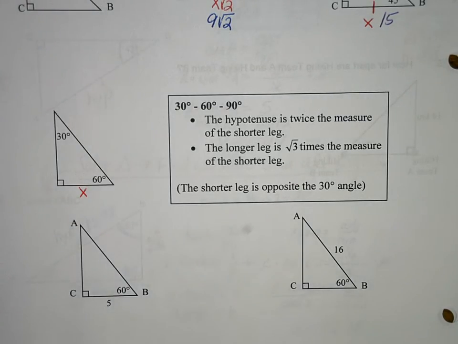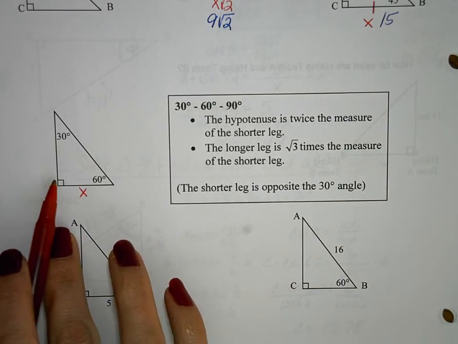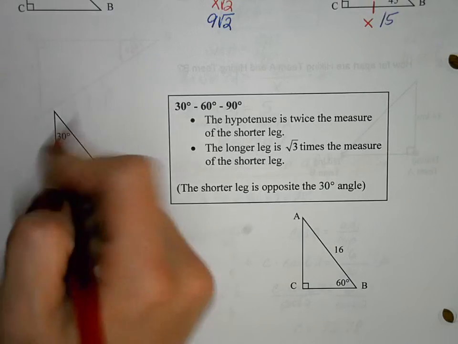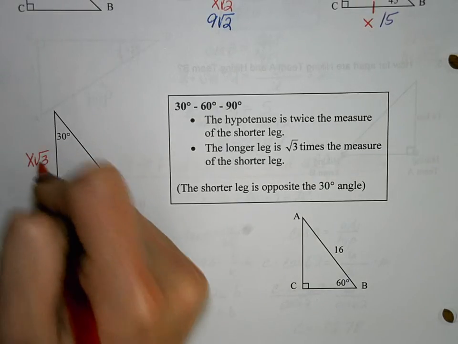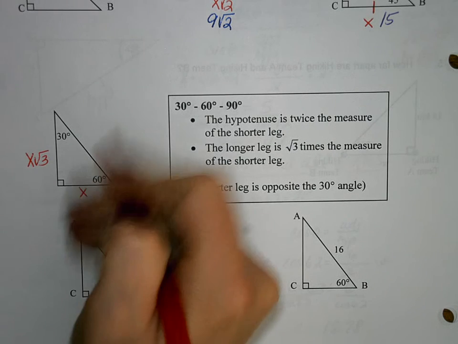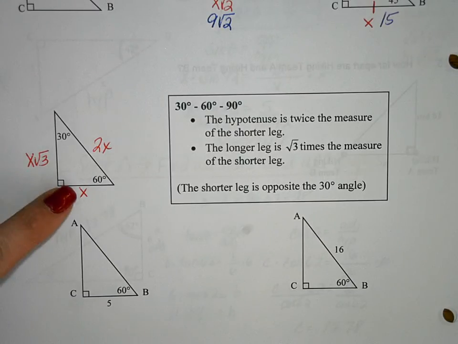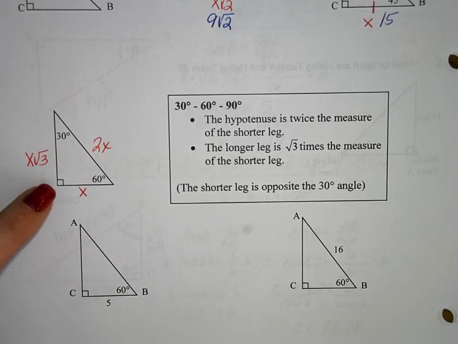Across from 30 is always x. My longer leg, which is across from 60, is that times the root of 3. So across from 60, we're always going to write x root of 3. And my hypotenuse is always twice the shortest leg. So across from my right angle, I'm going to write 2x. So in a 30, 60, 90 triangle, across from 30 is x, across from 60 is x root 3. My hypotenuse across from that right angle is 2x.